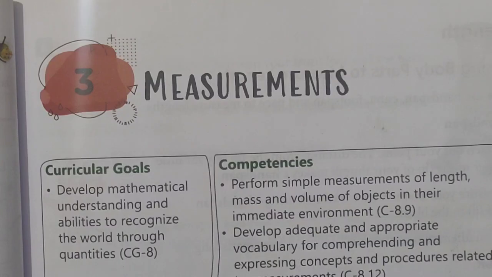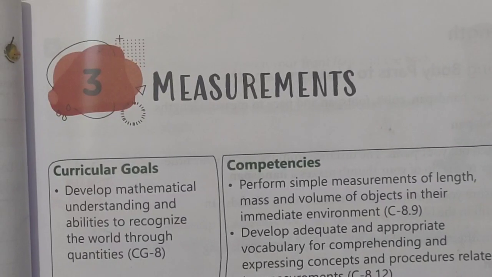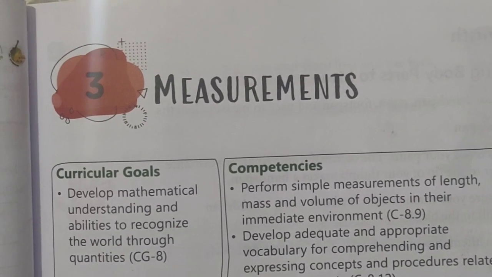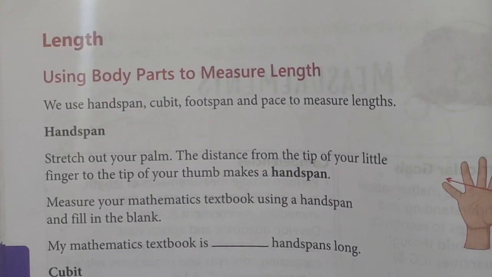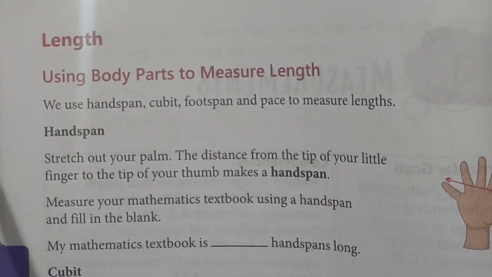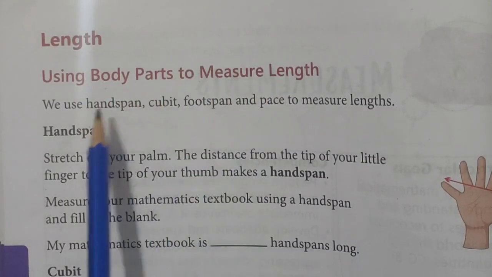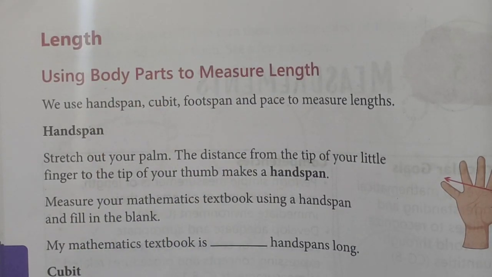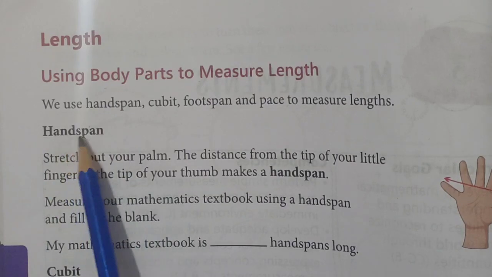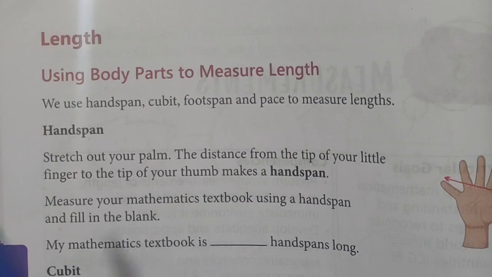Now we will see some basic concepts. For example, length. Now see length. How to measure length? Using body parts to measure lengths. That means we can measure lengths by using our body parts. Now in this, we will directly see handspan.